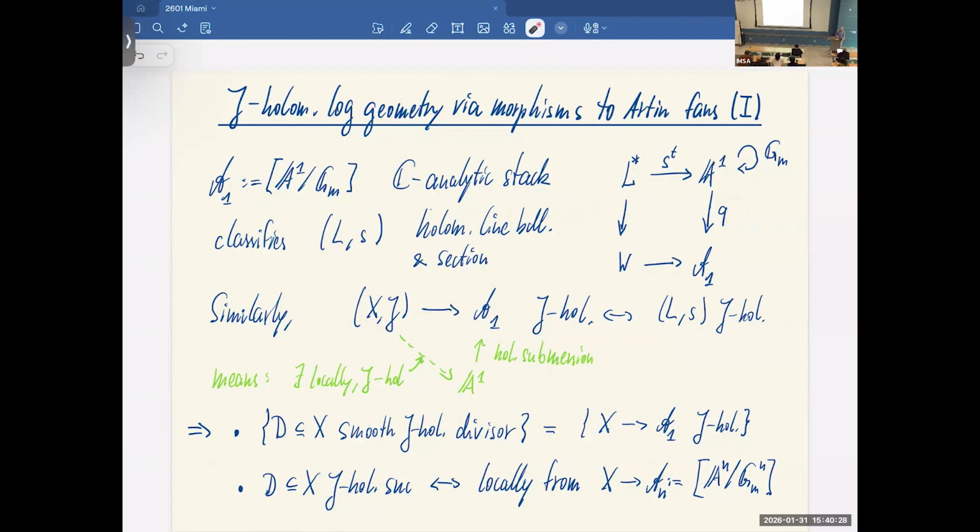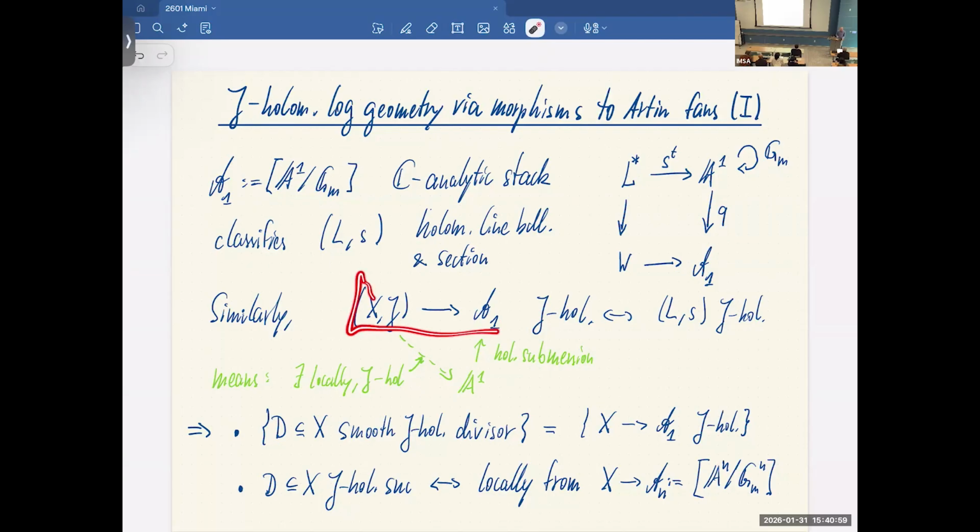It means that locally it factors over a chart of the stack. So that would be a holomorphic submersion from some space to A1. Well, we have a nice holomorphic submersion here, namely it's just the A1. So we would locally factor this over this A1, and then of course I know what a J-holomorphic map is, right? So of course that's all trivialities, right? I'm just saying a holomorphic divisor is the same as giving local J-holomorphic functions, right?